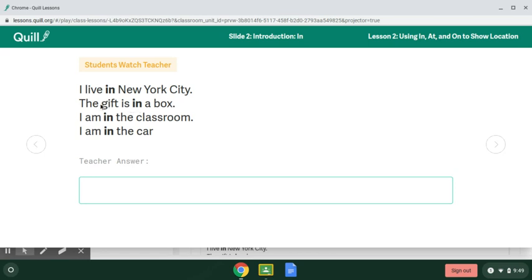Another example is from this sentence, so the gift is in a box. So whenever an item that we're referring to in the sentence, so in this case it's the gift, is inside or enclosed in a space, like surrounded by walls or some other type of surrounding, then we use the preposition in.